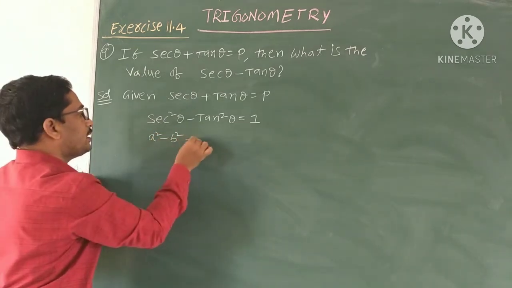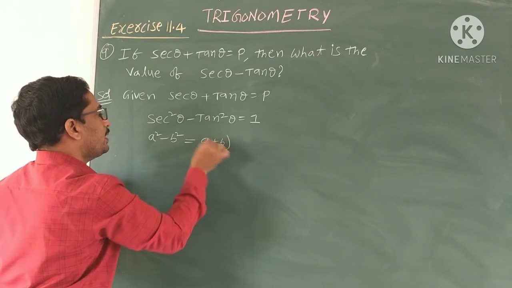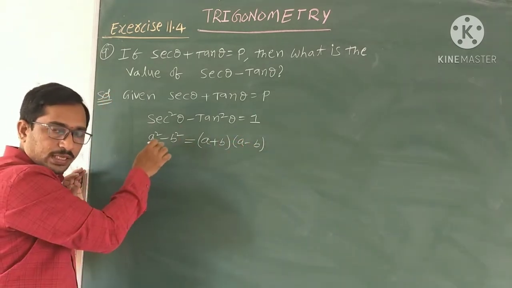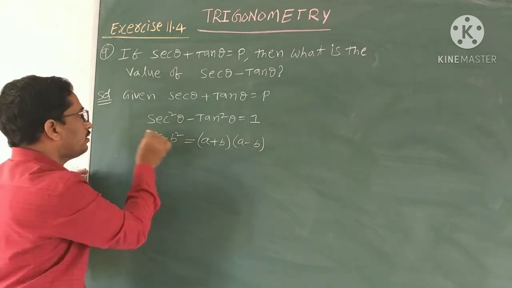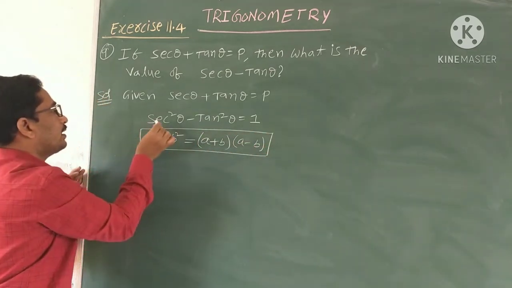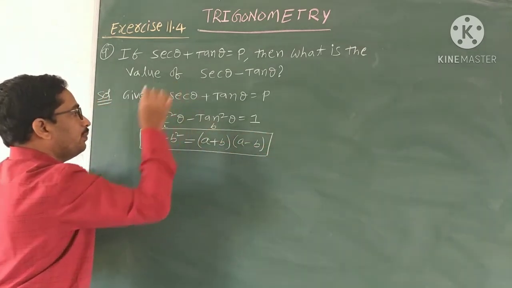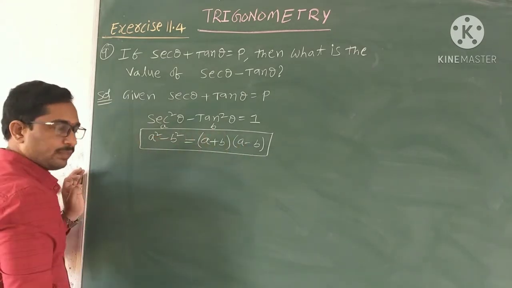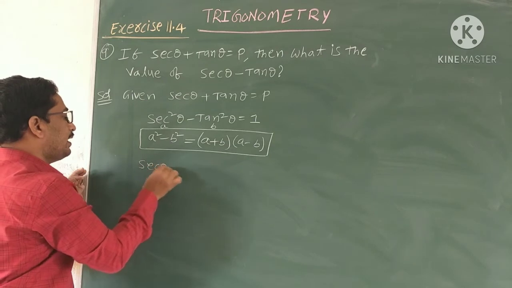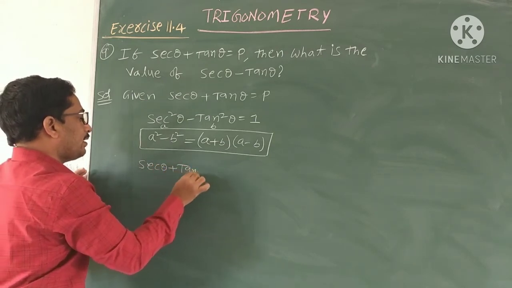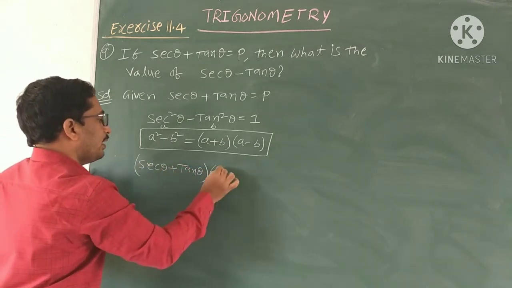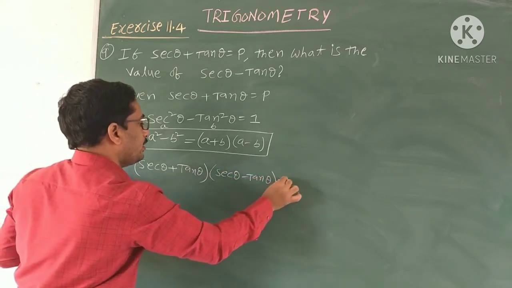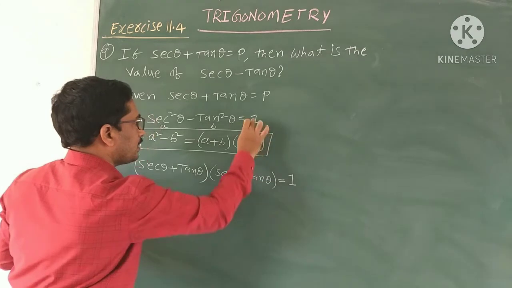A square minus b square equals a plus b into a minus b. Here the a value is sec theta, b value is tan theta. So split as a plus b into a minus b: sec theta plus tan theta into sec theta minus tan theta equals 1. The right side is 1.